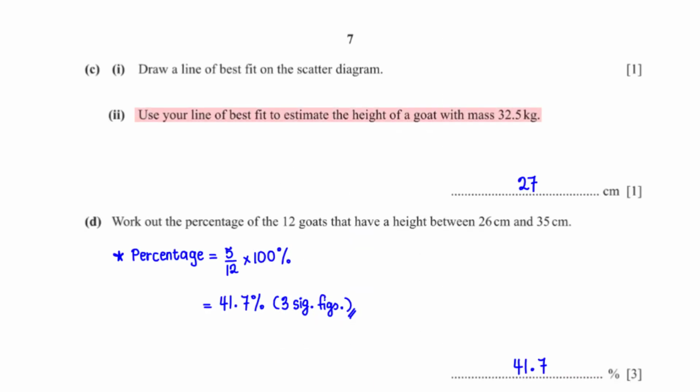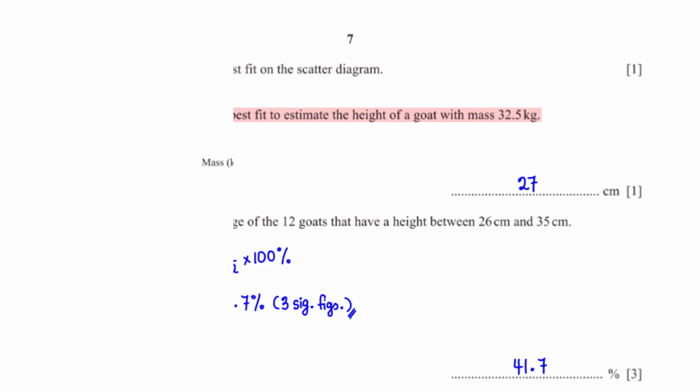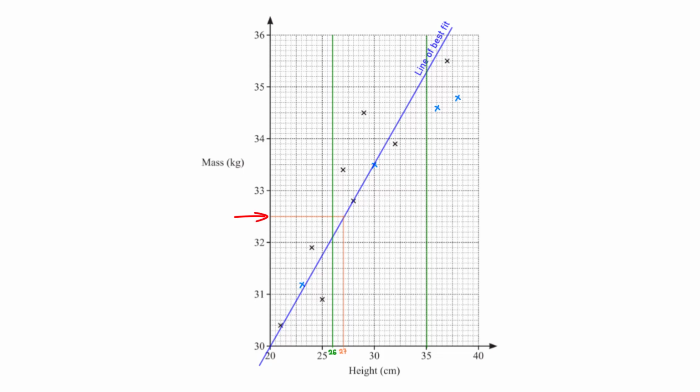Use your line of best fit to estimate the height of a goat with mass 32.5 kilograms. On the grid, when we map 32.5 kilograms from the vertical axis onto the line of best fit, we get the height to be 27 centimeters.